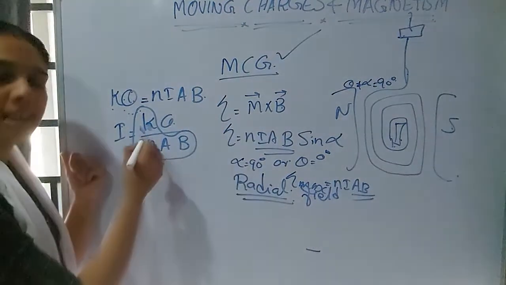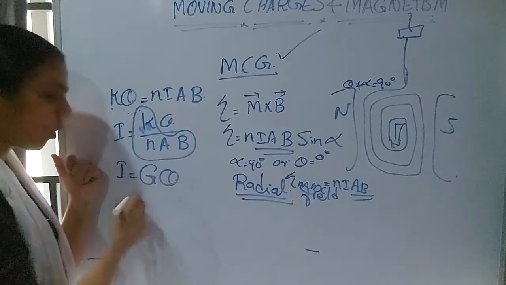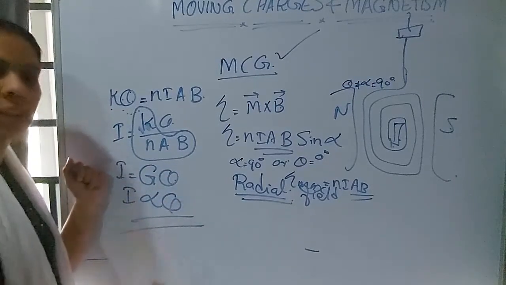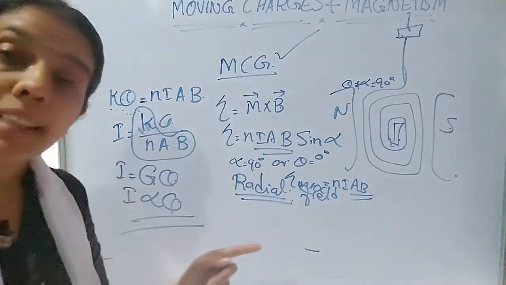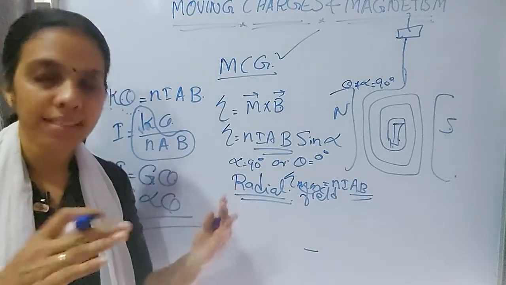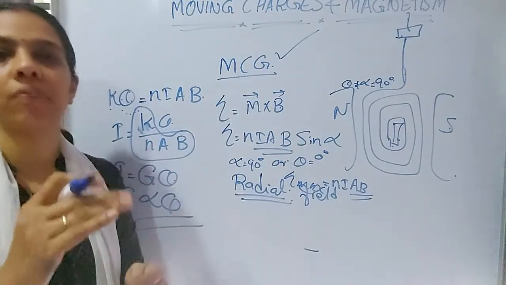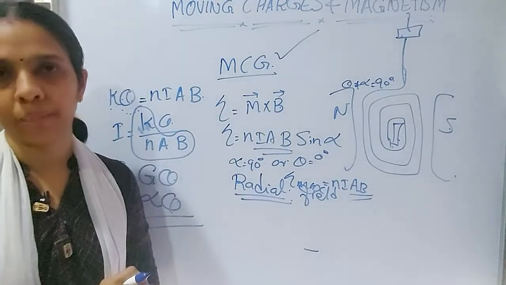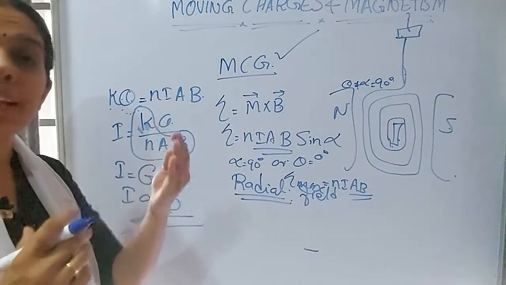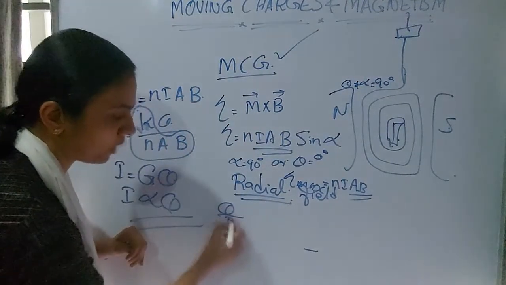It is represented as G, I equals G theta. Since it is a constant, I is proportional to theta. So deflection is directly proportional to the current. As current increases, deflection also will be increasing, and if current decreases, deflection also will be decreasing. And what is the deflection per unit current? How much is the deflection per unit current?